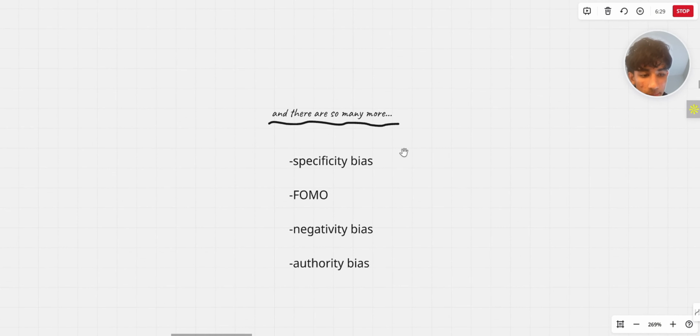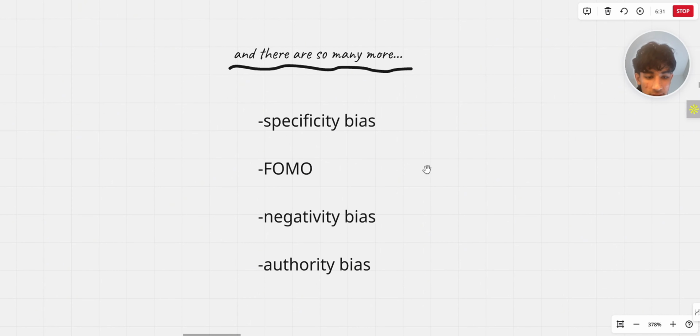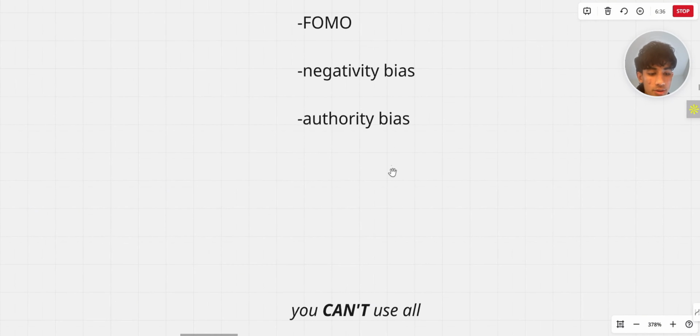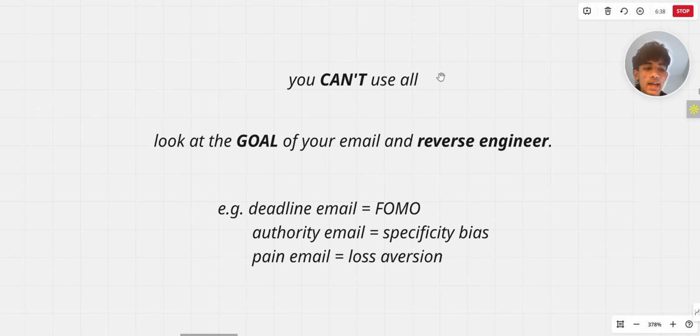Now, there are so many more apart from this. There are things like specificity bias, FOMO, negativity bias, authority bias. There are so many more. But the most important thing you have to remember is that you can't use them all. What you should do is look at the goal of your email and then reverse engineer. For example, if you are writing a deadline email, then FOMO is going to be the most applicable. If you're writing an authority email, then specificity bias will be really useful. If you're writing a pain email, then loss aversion will be really useful. Look at the goal of your email and choose which one will be most applicable.